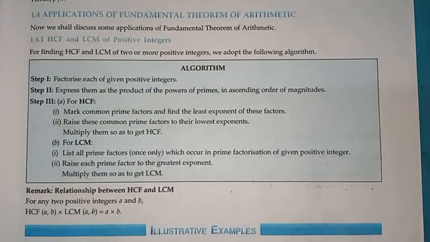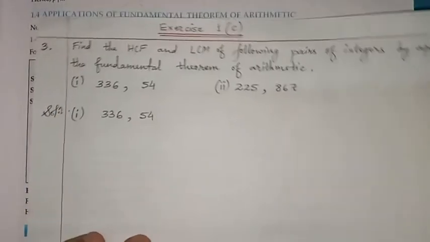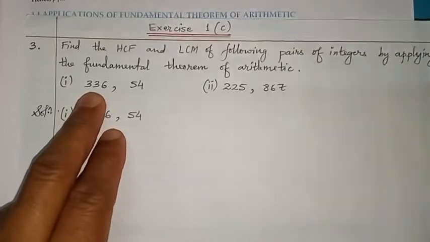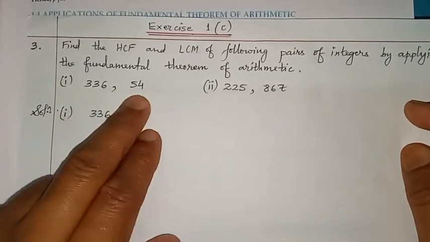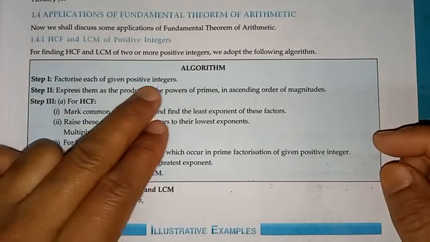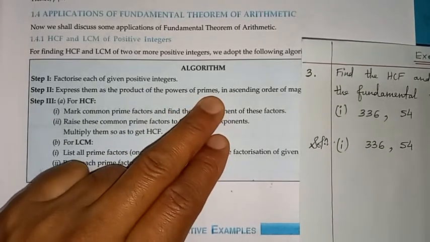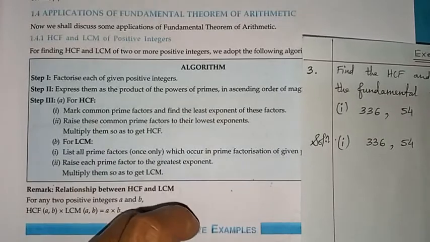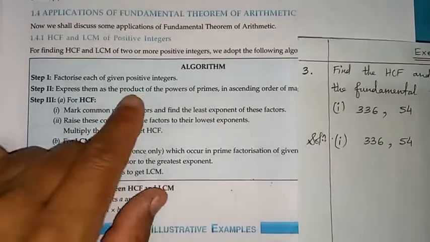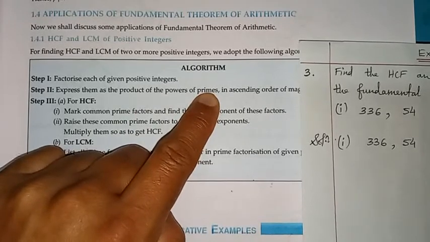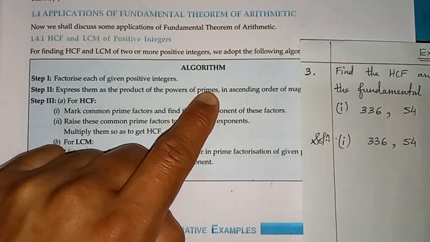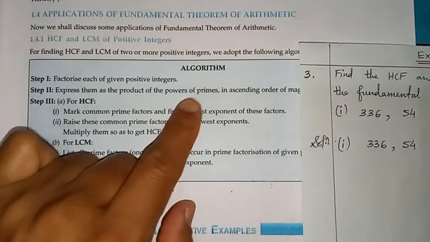Whatever positive integers are given to you, like in question number 4, 336 and 54, you have to find the prime factorization of these two numbers. Then express them as the product of powers of primes. That's what we did in questions number 1, 2 and 3. We found the prime factors and expressed the result as powers of primes. We won't write 2 2 2 three times, we'll just write 2 raised to the power 3, or 5 squared, like that.